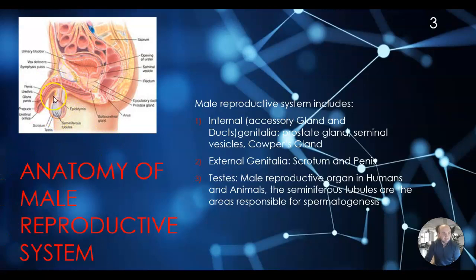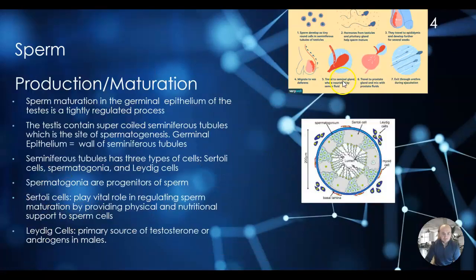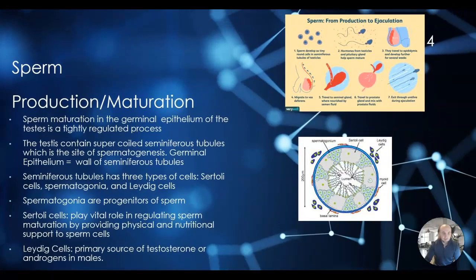So in this diagram, you can see the whole reproductive system. You have your urethra, your glans penis, your penis. You have your testes down here, your scrotum, your epididymis, and then you have your vas deferens tube, your symphysis pubis, your urinary bladder, and then the rest of your human anatomy. So let's continue.